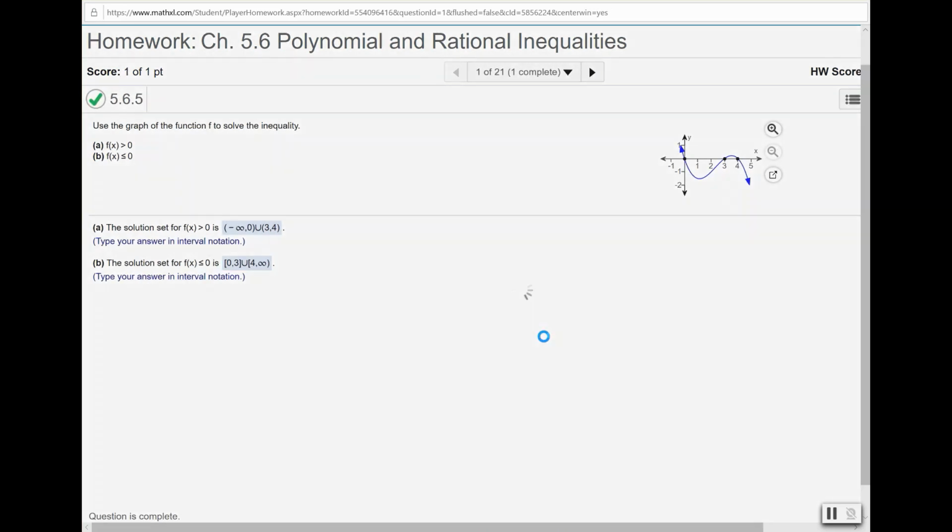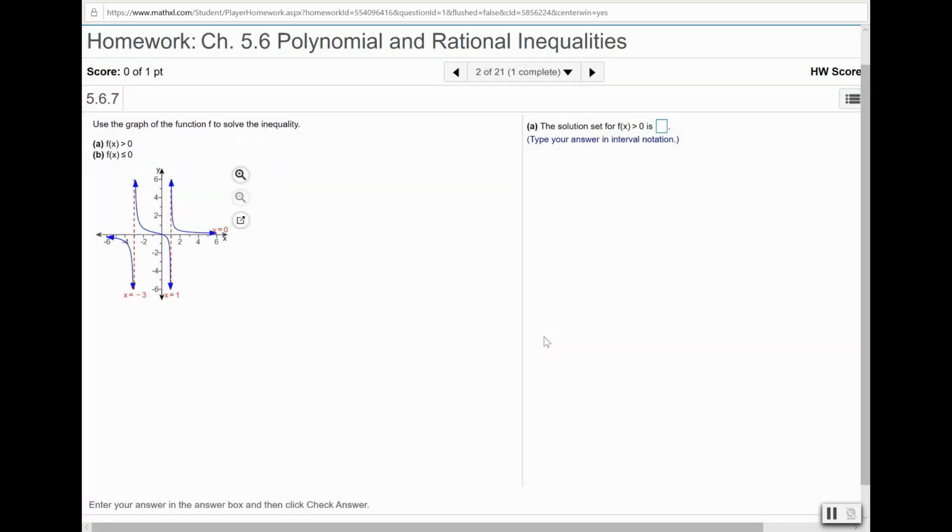Let's see where we want to go next. Oh, let's do this one. Okay, we'll do this one, and then this should be enough to get us through. So the first part says they want to know where f of x is greater than 0. We've got a new graph here. So, f of x is greater than 0. Where is your y value greater than 0? Let's take this to my whiteboard real quick.